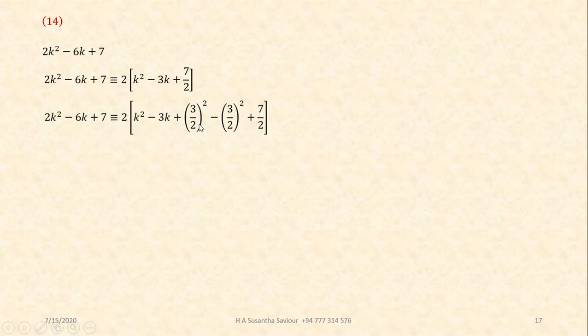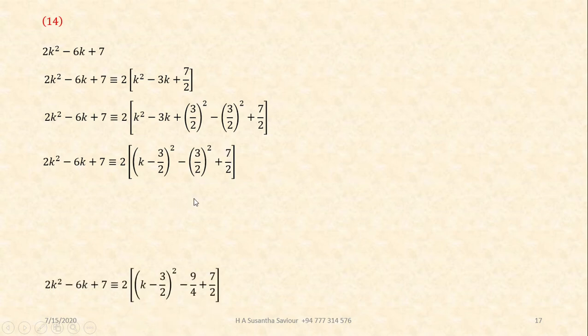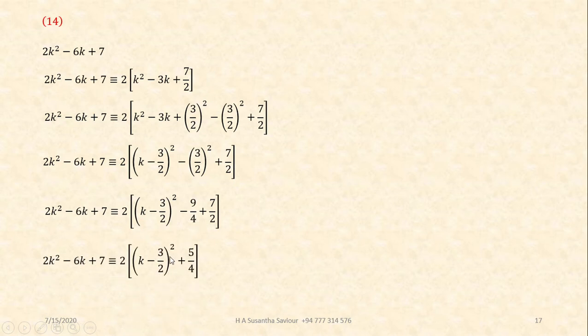We have not written the minus here, it's okay since we are squaring, right? 3 over 2 squared minus 3 over 2 squared plus 7 over 2. These three terms will go inside the bracket in the complete square, and then these two will be simplified. So it will be k minus 3 over 2 squared. Now see, note that this 2 is lying outside, and then 3 over 2 squared, this is 9 over 4, this is 14 over 4, then that will be simplified as this 5 over 4, right?